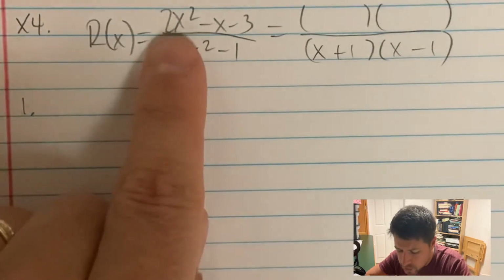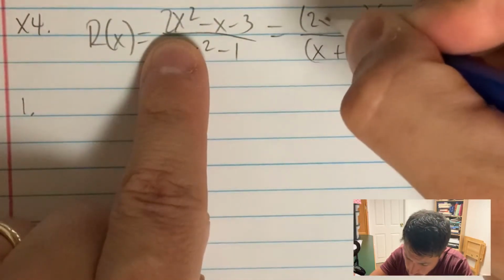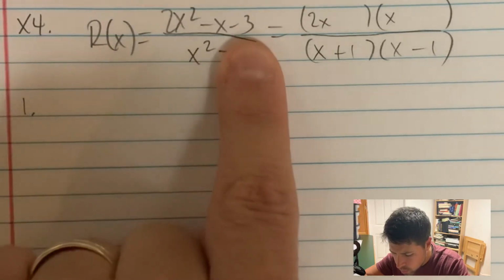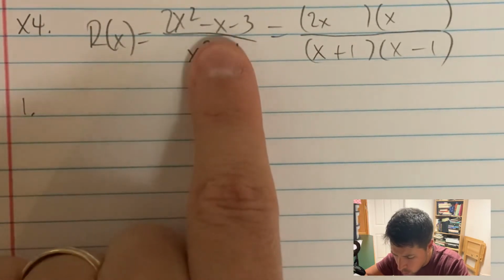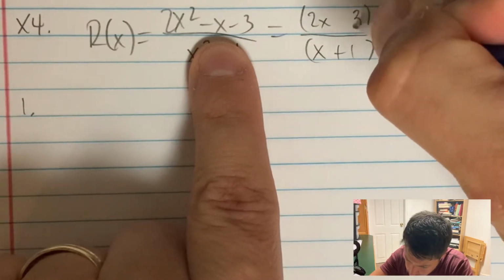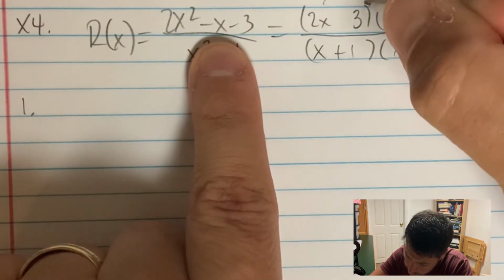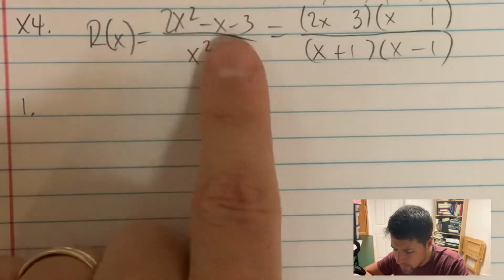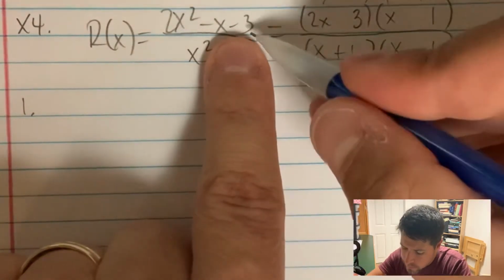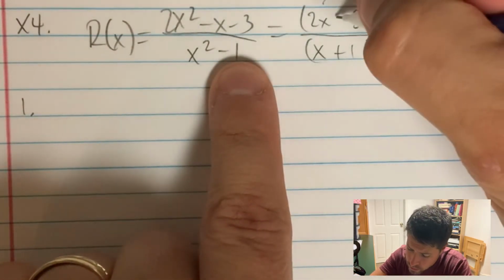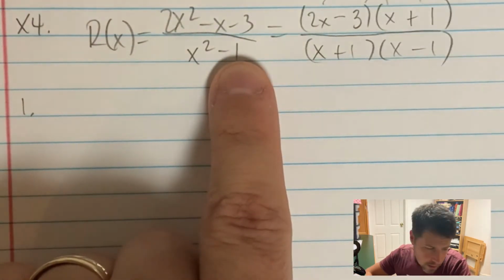On the top, I have a 2x squared, so let's call this 2x times x. And I have a 3, which I'm going to use 3 and 1, and I want to get a -1 in the middle. So I can put my 3 here and my 1 there, because if I do outer, that's 2x, and inner, that's 3x, I can get my -1x that I need. The -3 says the signs are different, and the minus goes to the larger, so the minus is going to go here, and the positive is going to go there.